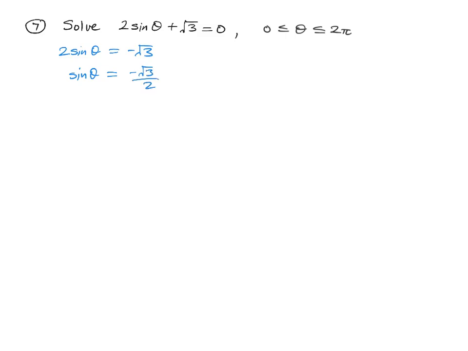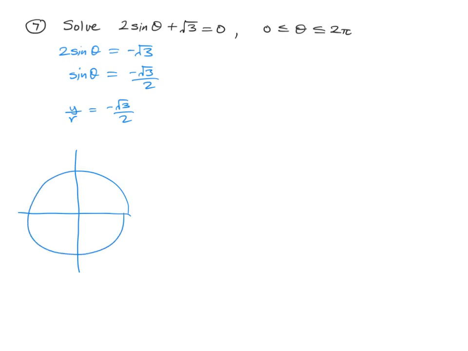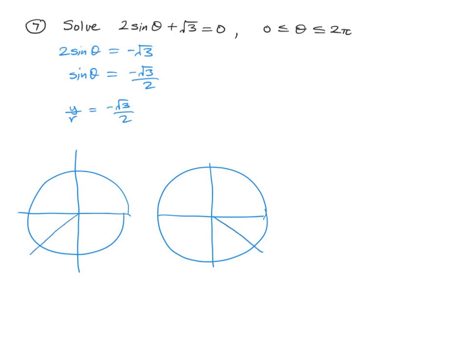And now that I've isolated sine theta, I can start thinking about my circles. So right now I know that y over r is negative root 3 over 2. And so there's actually 2 locations where I can make that happen. So I know that r has to be positive. So y is the one that has to be negative. So I would have to go into the third quadrant to make that happen, or into the fourth quadrant to make that happen. And now I can fill in my reference triangles first.